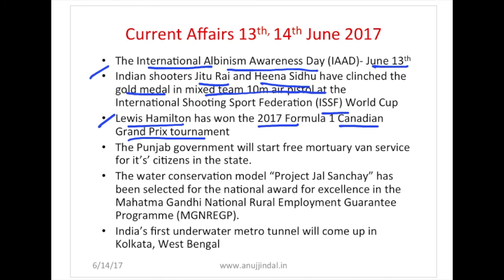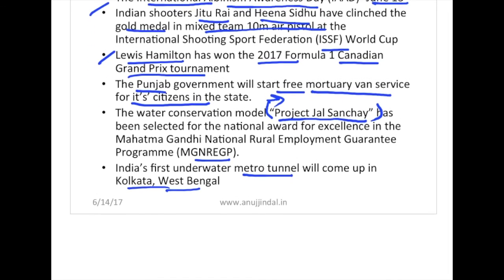The Punjab government will start a free mortuary van service for its citizens in the state. There can be a question as to which state is the first one to start a free mortuary van service for its citizens. It is the Punjab government. The next is the water conservation model project Jal Sanchay, selected for the National Awards of Excellence in the MGNREGA program. So the name of the project is Project Jal Sanchay. Important to remember again, India's first underwater metro tunnel to come up in Kolkata, West Bengal. Very important. It can be asked in phase 1 this year itself.